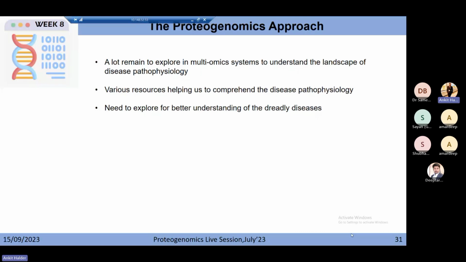So this led us to the conclusion for this particular week that a lot still remains to be explored in multi-omics systems to understand the landscape. There are so many proteins still in the T-dark stage which you can try to find out. These resources are helping us comprehend different disease pathophysiology. We need to explore for better understanding of those deadly diseases.